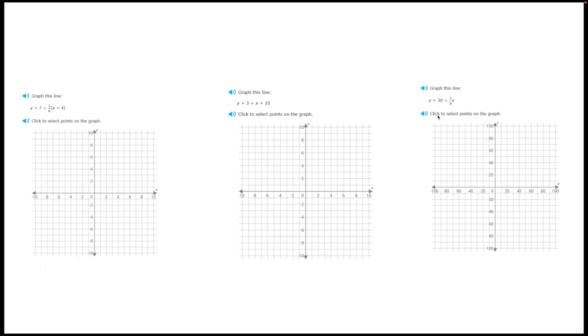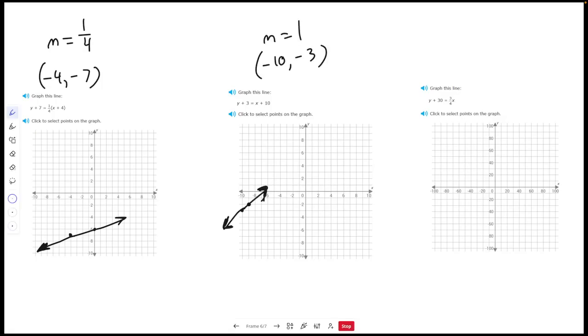Now that you've had time to work these problems, let's check your solutions. For the first problem, you should have gotten a slope of 1/4 and a point of -4, -7, and here's your graph. For the second problem, you should have said your slope was 1, your coordinate was -10, -3, so here's your graph.